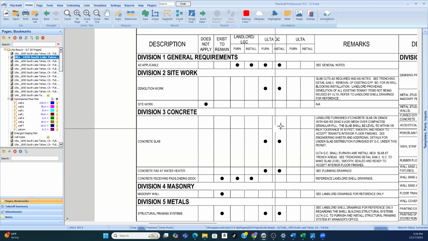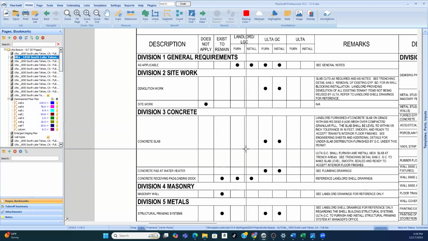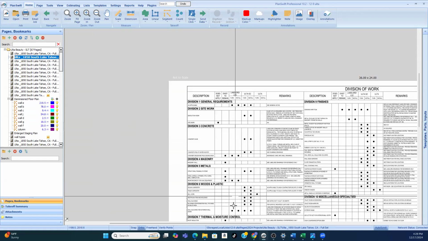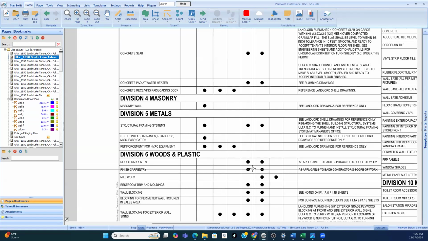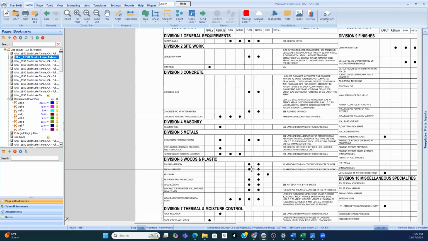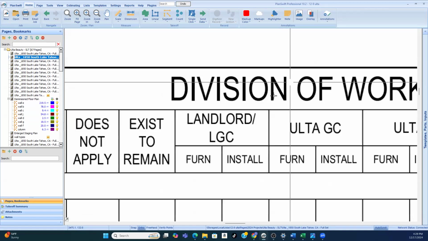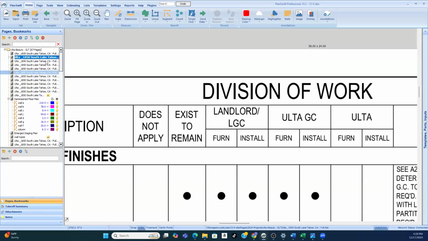So for every responsibility schedule, or this time they're calling this one a scope schedule, whatever, you want to look for that. Is the landlord furnishing, or the owner furnishing or installing? Because you don't want to waste your time giving them an estimate for a whole bunch of stuff that you don't even have to worry about the material for, and that makes life a whole lot easier. Okay, so that's the division of work, also known as the responsibility schedule.